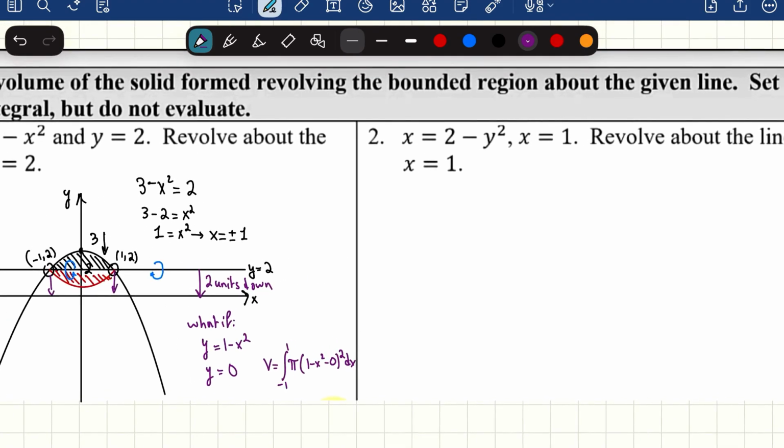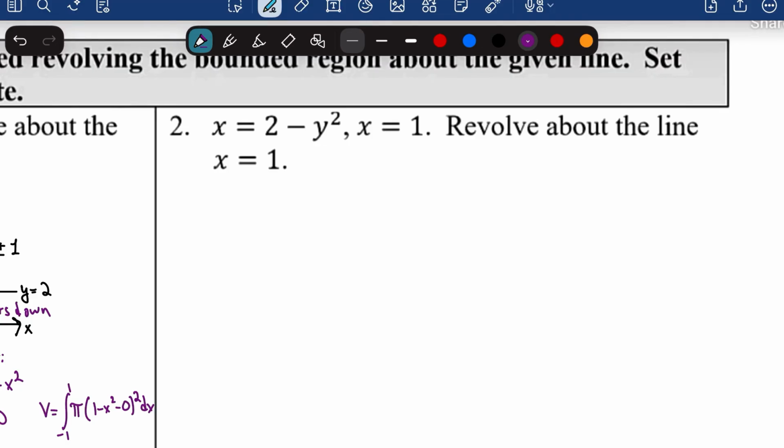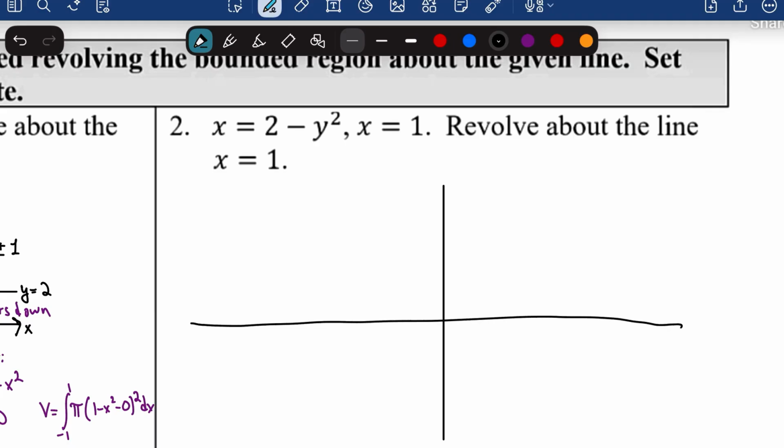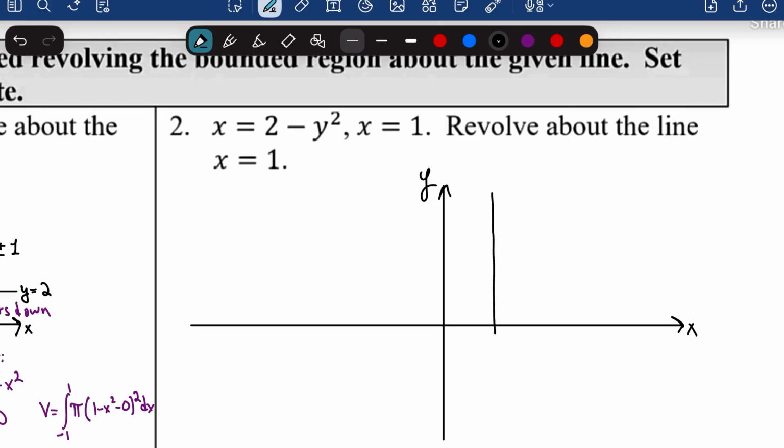Now, in the second situation, I got x is equal to 2 minus y squared, and I got x is equal to 1. So let's draw our coordinate system. We got x is equal to 1, which is, let's say, a line over here. And I got x is equal to 2 minus y squared, which is basically also a parabola, but this parabola is horizontal, pointing to the negative side of the x-axis. So it's going to be something like this.